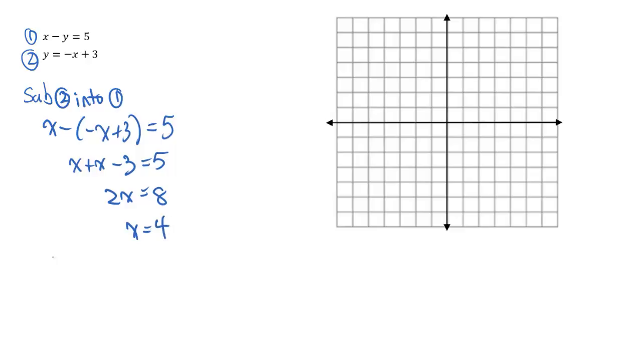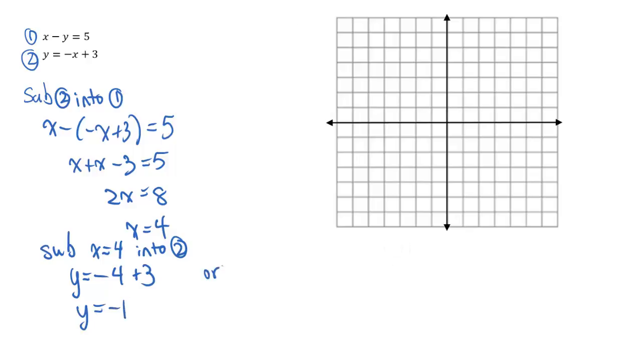I'm going to take this result and substitute it into, well, I could do 1 or 2. I guess I could do either or. I'm going to choose 2 because it's easier. This gives me y equals -4 plus 3, therefore y equals -1.